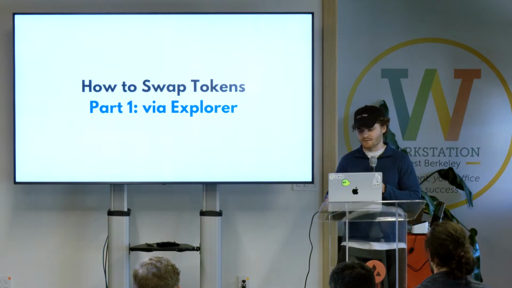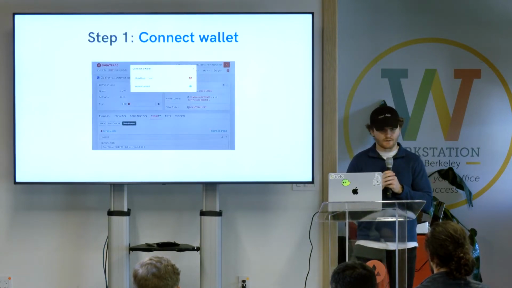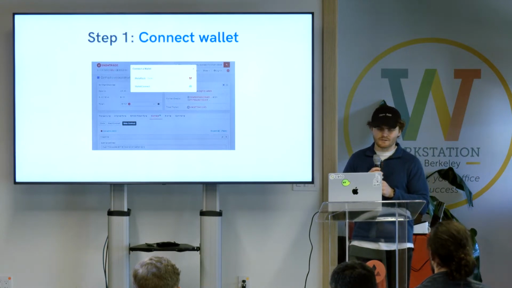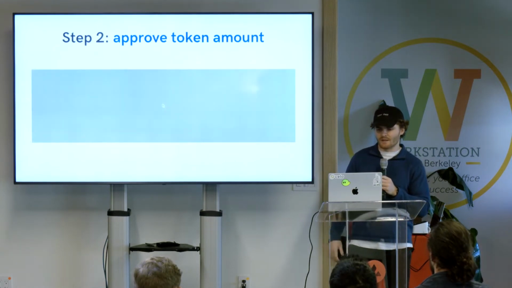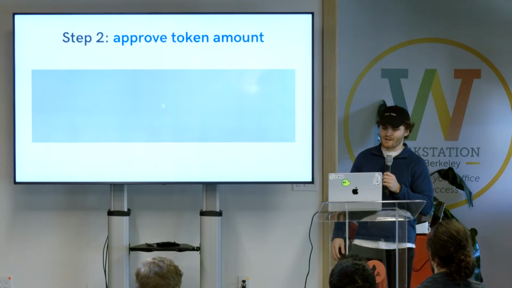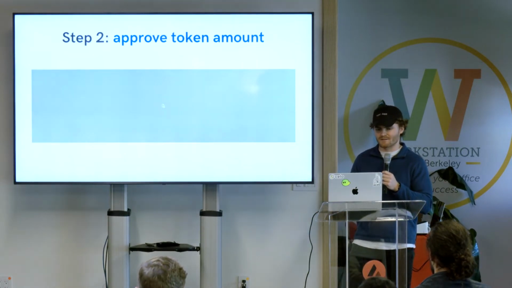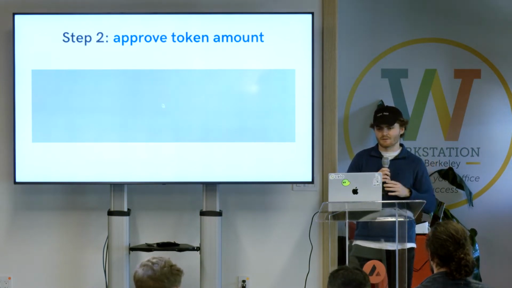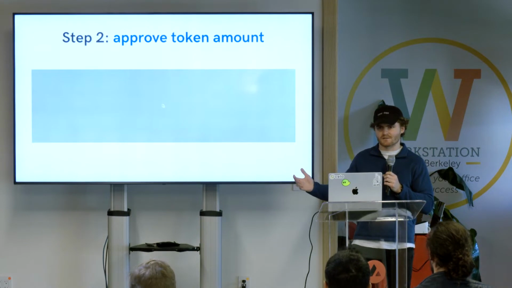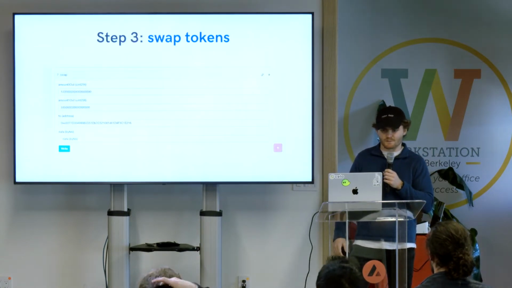The first one is through the Explorer. Now an Explorer like Snowtrace, when a contract is verified, you get this pretty neat UI to easily interact with any of the functions. So here you would connect your wallet. You would approve the token amount. This is supposed to be a screenshot of the Snowtrace UI actually approving the token amount. You need to do this because you need to tell the token that you are approving the contract to spend it on your behalf. And then finally, you just call the function to swap tokens.